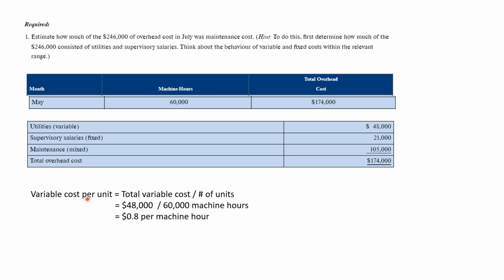If you remember, our variable cost per unit is our total variable cost divided by our number of units. So we're going to take our $48,000, which is our total variable cost, which we know because utilities are completely variable. We're going to divide it by our number of units, which in this case is our machine hours of 60,000. And so now we know for utilities, because they're variable, the variable cost per unit is going to be 80 cents per machine hour. Like I said before, because variable cost per unit will stay constant no matter how many machine hours we use, we can use this later on to figure out the utilities for the month of July.